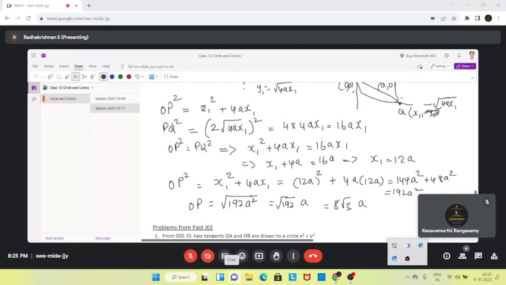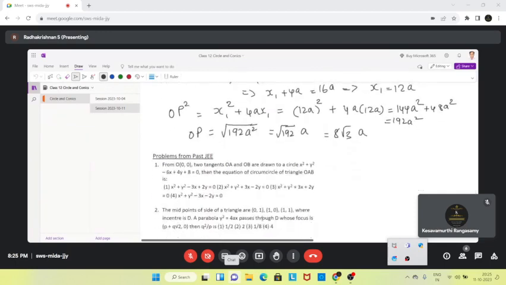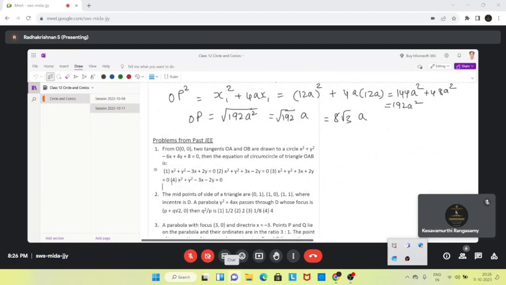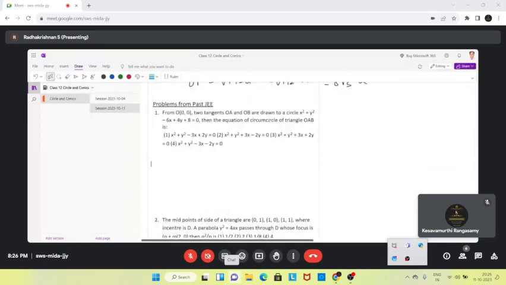Everybody, is this clear? Okay. So now there are a few more problems from past JEE. So let's do this. First problem. To a circle x square plus y square minus plus 4y plus 8 equal to 0. Then the equation of the circumcircle of the triangle OAB is. So let's try.